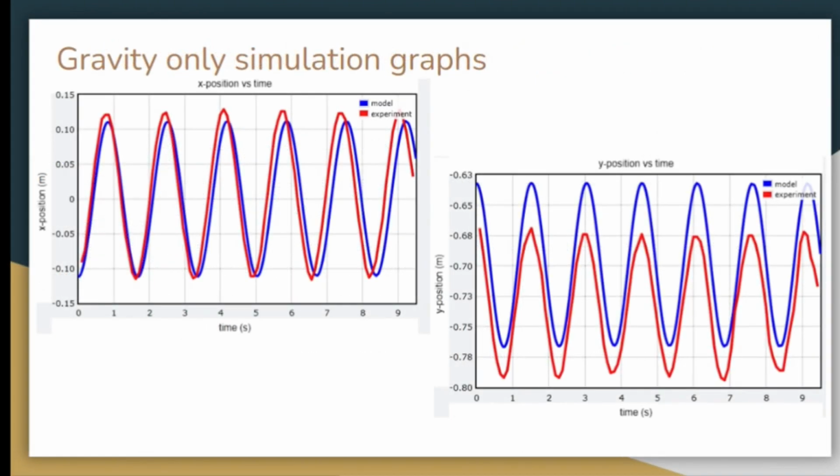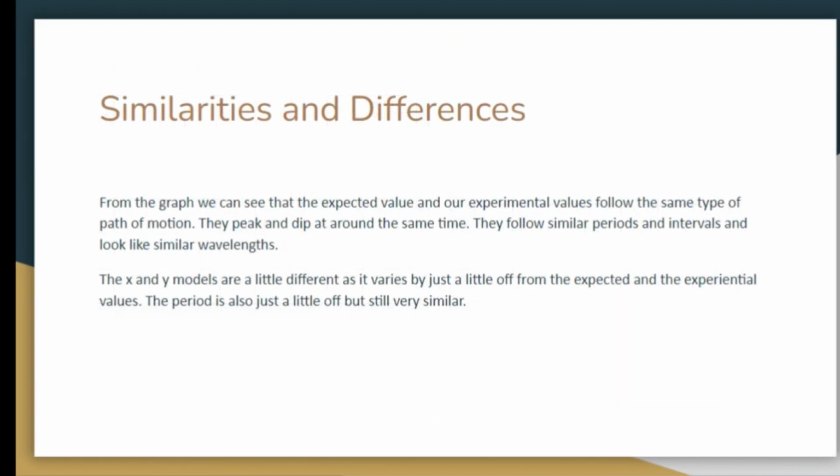This is a gravity-only simulation graph, which is X position versus time and Y position versus time. As you can see, they're pretty similar to what we expected and what we got in our model. For the similarities and differences, from the graph we can see that the expected and experimental values are pretty much the same type of motion, peaking and dipping at the same time. They follow similar periods and intervals, but it varies a little and is a little off. You can see little gaps between them, and the period is a little off, but it's still similar.